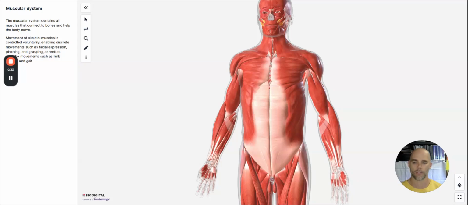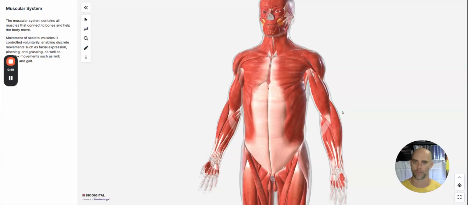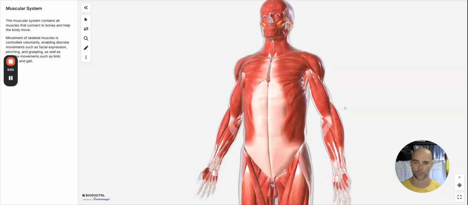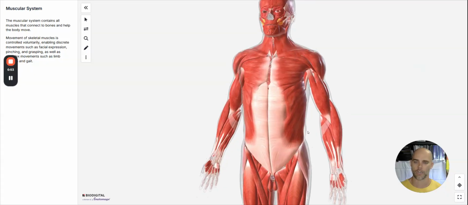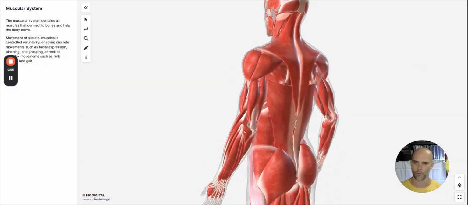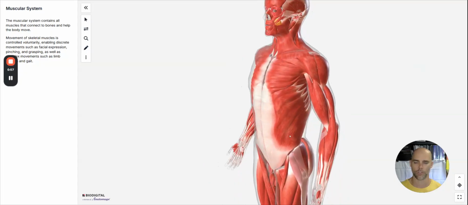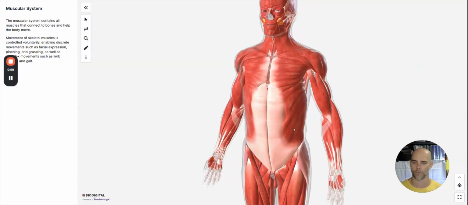So anyone that has any lower back pain, lower limb pain, shoulder pain, any type of pain, it always comes back to: is the inner unit functioning properly? I'm going to go through this 3D anatomy model just to explain the layers, okay? What we're looking at is all the external layers of muscles.